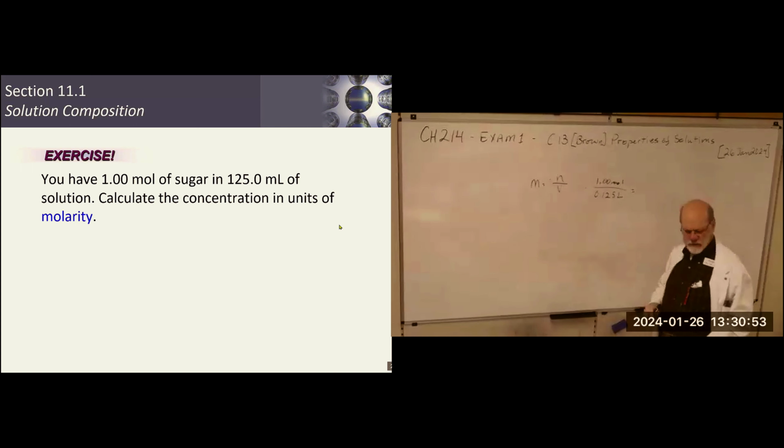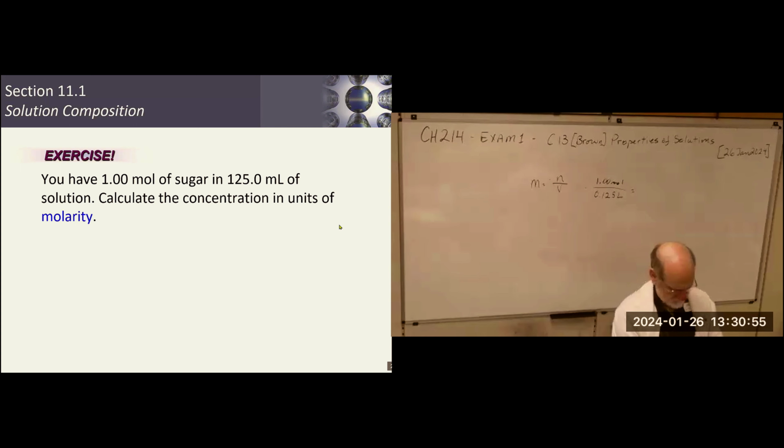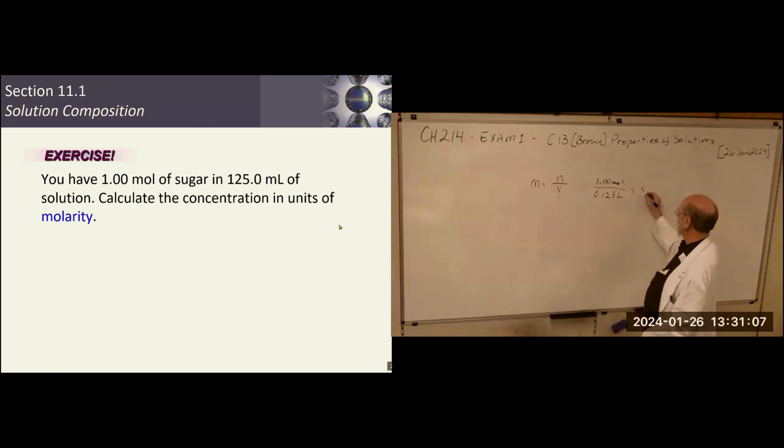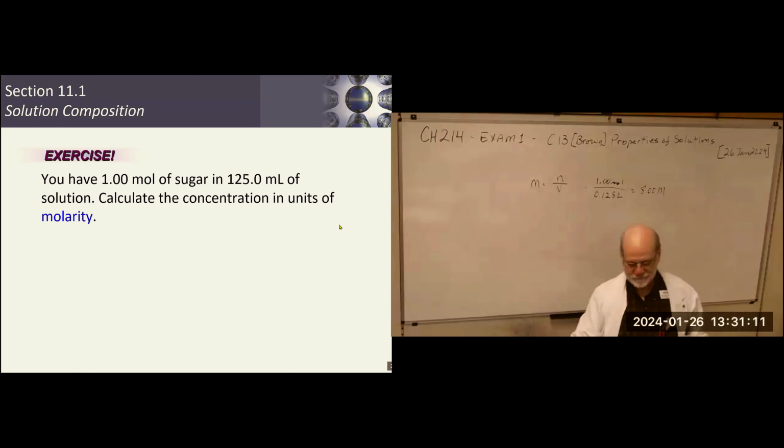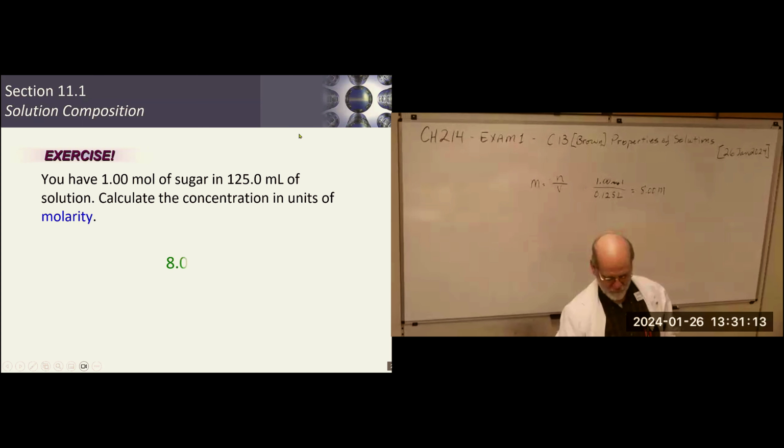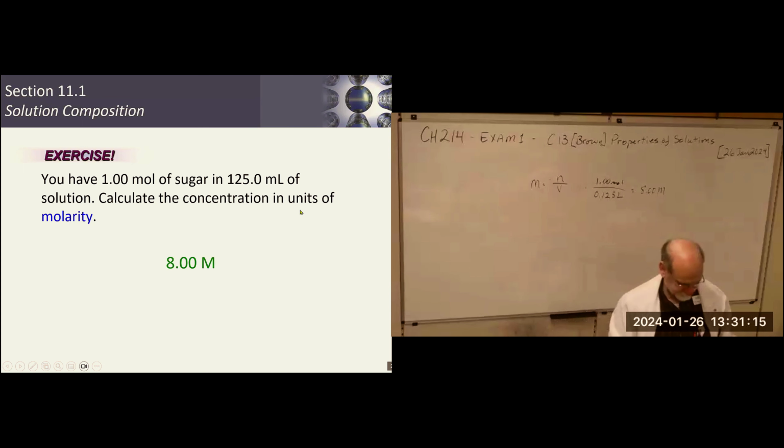Okay, 1 divided by 0.125 is what? 8. Let's see, 3 significant figures. 8.00 molar. There you go. That was a fairly easy one.